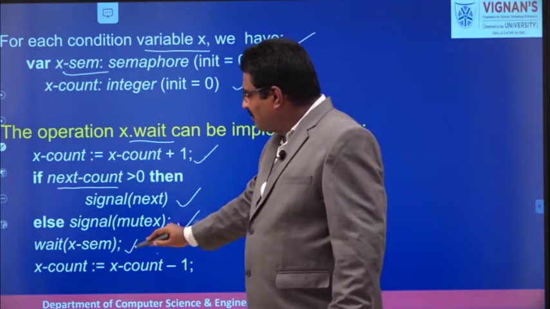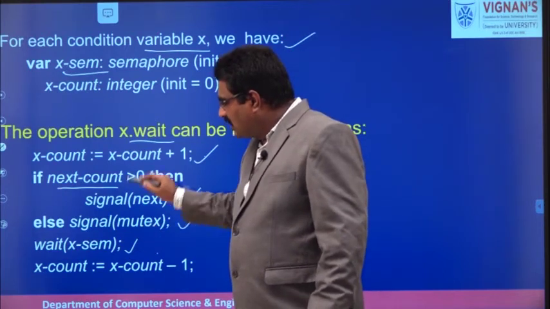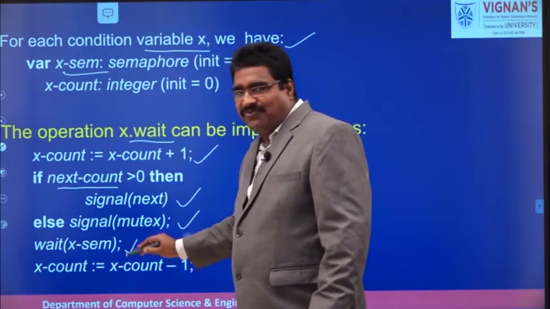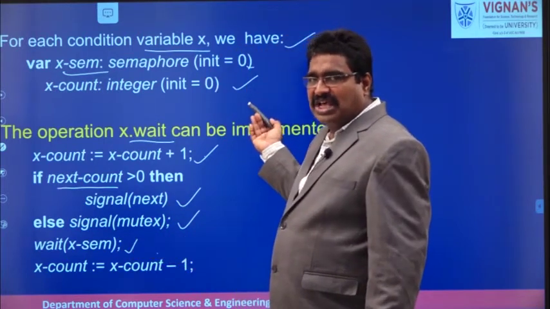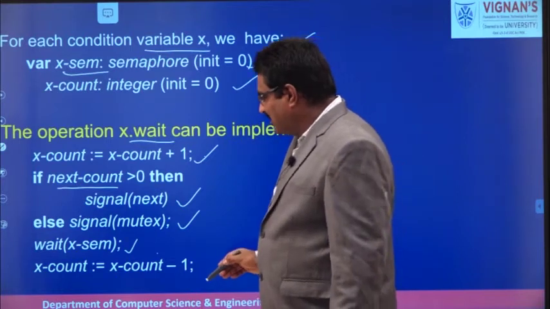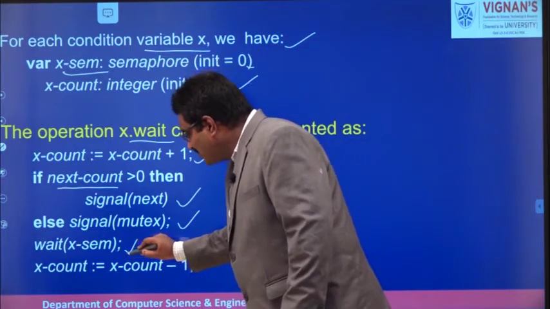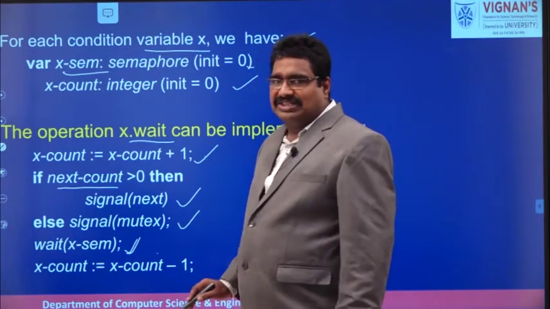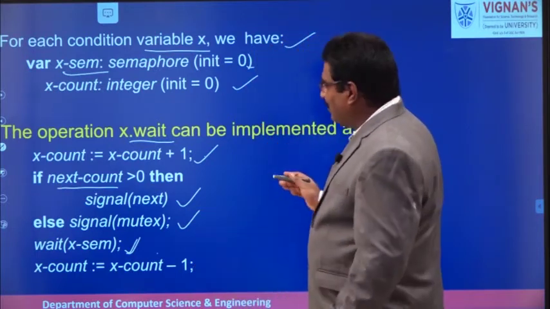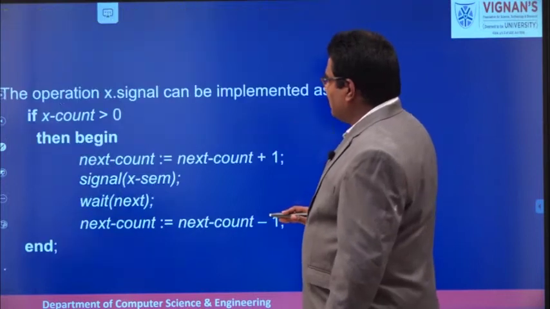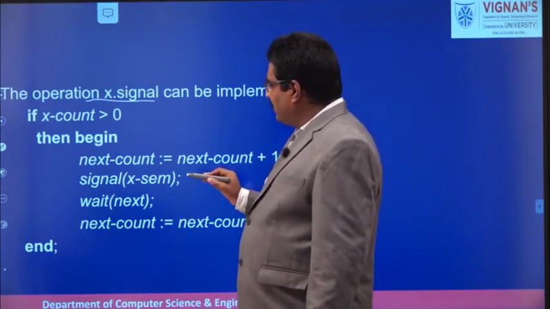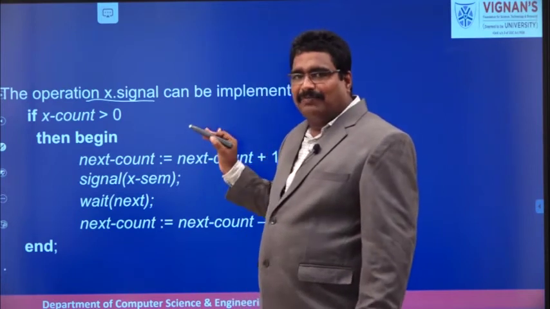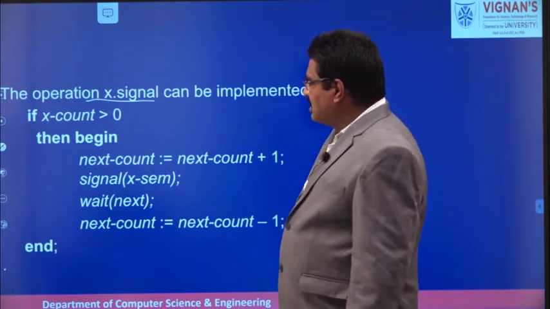x-sem is a binary semaphore with initial value 0. So that process is blocked; it does not come out of the wait function until some other process gives x.signal. After completion of the wait, that is, when the process comes out of the wait function, x-count is decreased by 1. Next we discuss the signal operation. This is a condition variable. Now we discuss the signal function implementation using semaphores.